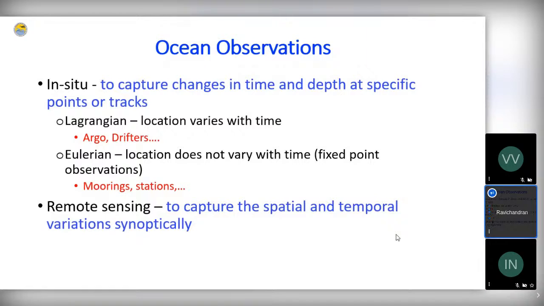The other is where the location does not vary with time. It is a fixed point. At a particular location, we get a continuous time series observation, that is Eulerian observations, such as moorings or some station observations. So mainly I will concentrate in this talk on how these in-situ observations have evolved over the years and what their status is presently.